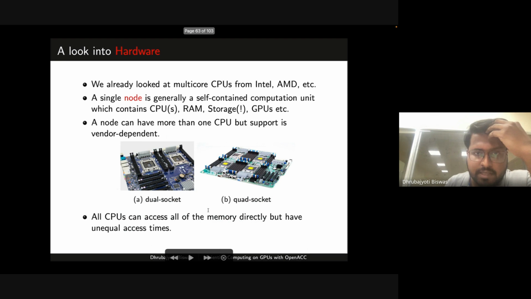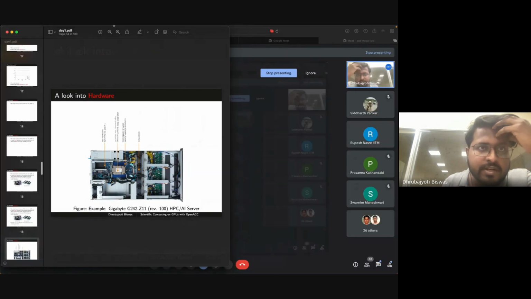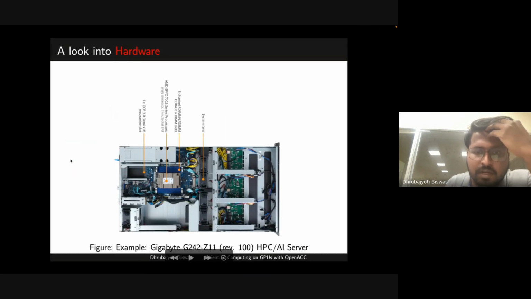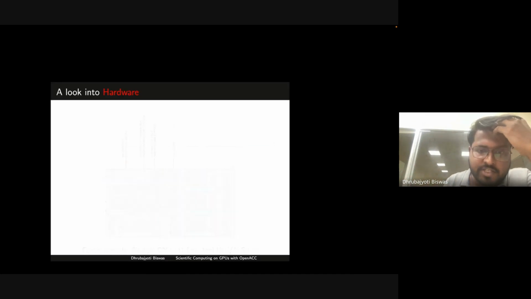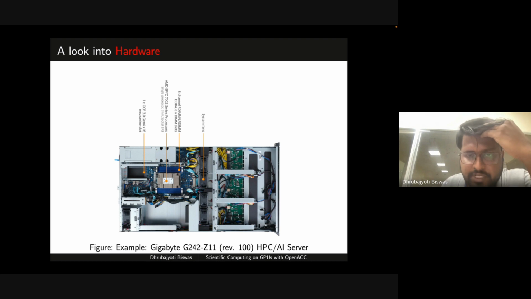So such a system, like a dual socket system or a quad socket system, is generally packed into a server node like this, which I was defining as a node. For example, this one has an AMD CPU packed into it. There is cooling built into it. There is some PCI slot in which you can put GPUs and everything. So on and so forth. This is a rack server. This might as well be your workstation as well, where you can put multiple CPUs, GPUs, and this is a node. This, for example, is gigabyte hardware, which I am showing the picture of. This has cooling and everything built into it.